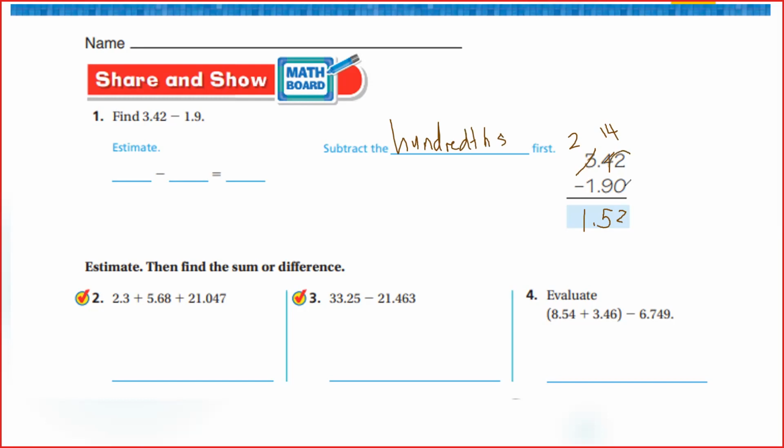And here you need to subtract the hundredths first. As you see, we started from the right. Yes? I'm not asking to estimate. Do you want to estimate? Yeah. But I know that you can estimate, so no need to estimate each lesson.